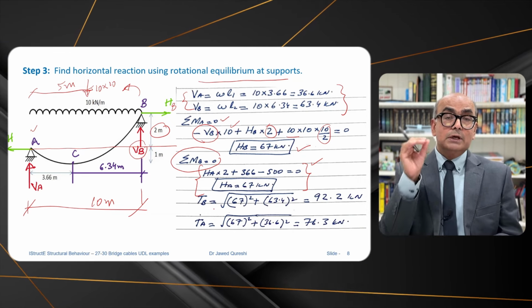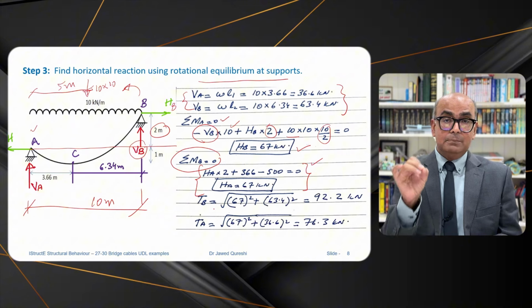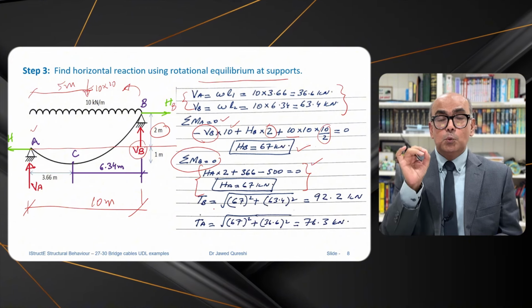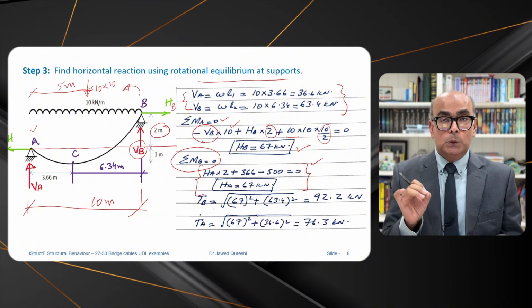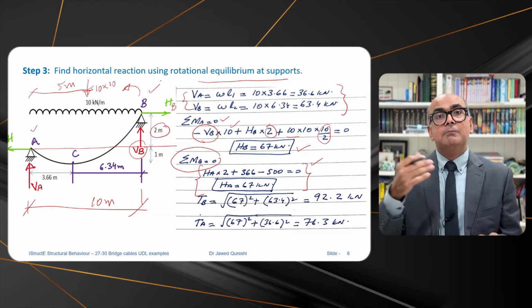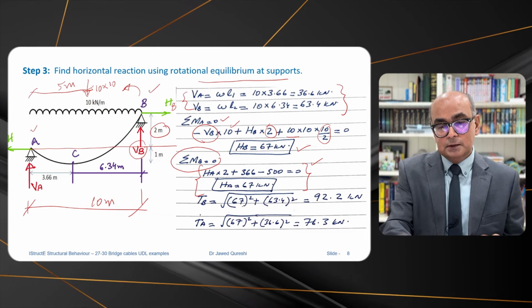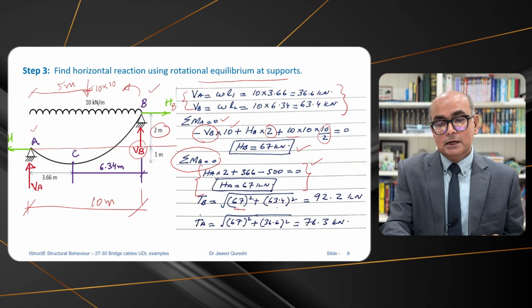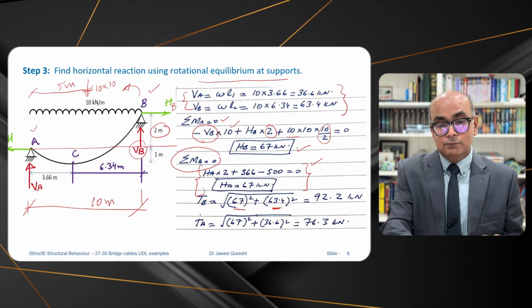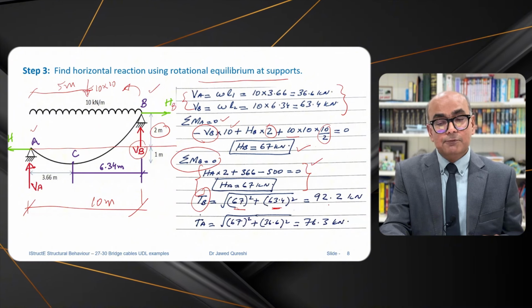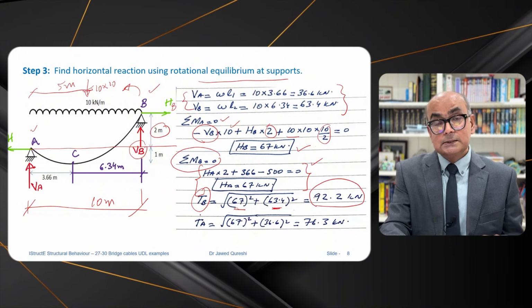As you know, the maximum tension happens at the point where you have the maximum vertical reaction. Here the maximum vertical reaction is at B, so it is understandable that we will have the maximum tension force over there. So the horizontal remains the same. At B the vertical reaction is 63.4. Under root we are finding the resultant force, and from here we get 92.9 kilonewton.